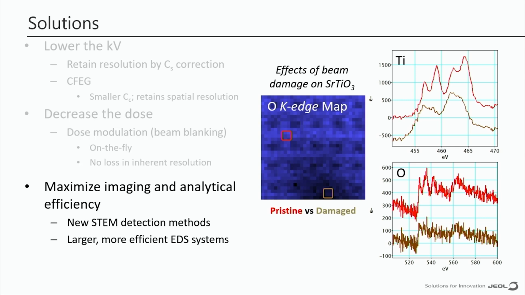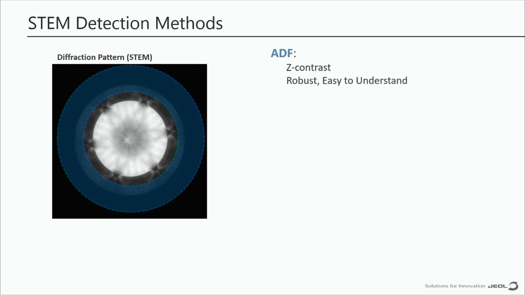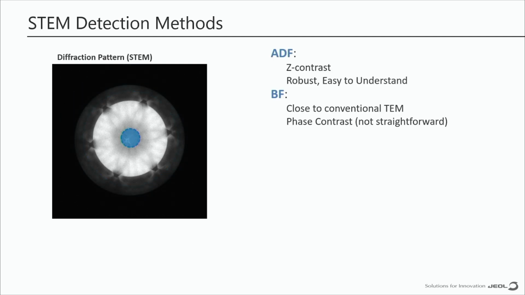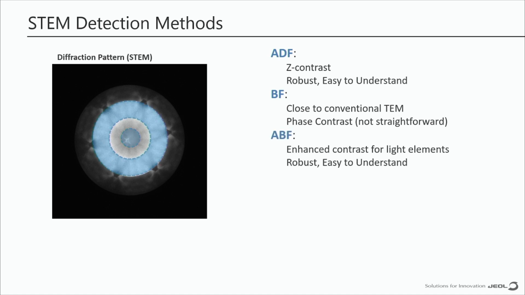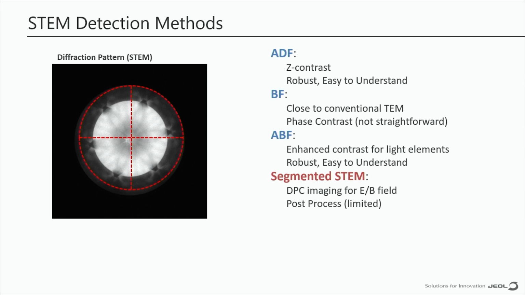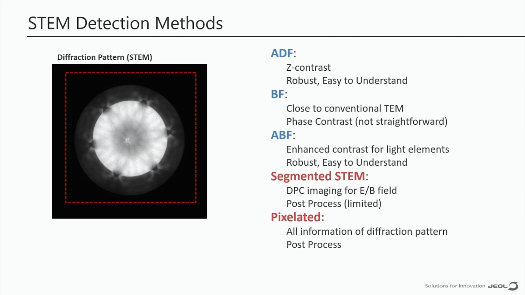So again, lastly, we can maximize our imaging and analytical efficiency through new detectors. So, kind of normal STEM detection methods: annular dark field, which is Z contrast, so heavier elements show up brighter. Bright field, very close to conventional TEM, not straightforward. Annular bright field is enhanced contrast for lighter elements. You've got segmented detectors, pixelated detectors, and I'll talk more in detail about these.